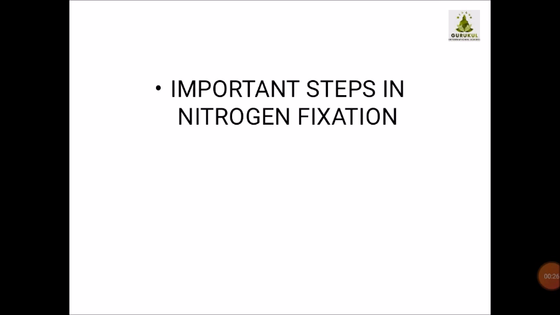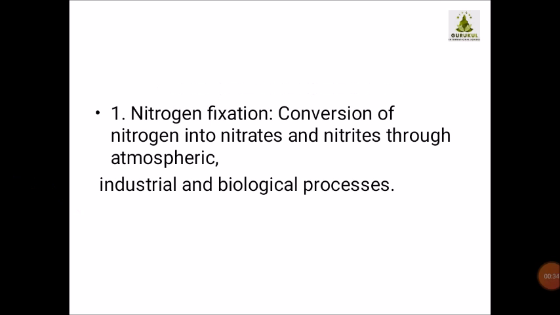Now here I am just going to discuss some important steps in the process of nitrogen fixation. So first step is the nitrogen fixation, in which there is conversion of nitrogen into nitrates and nitrites through atmospheric, industrial and biological processes. So first step is conversion of nitrogen into nitrates and nitrites. Okay children, I will be explaining this process once again in the next video.